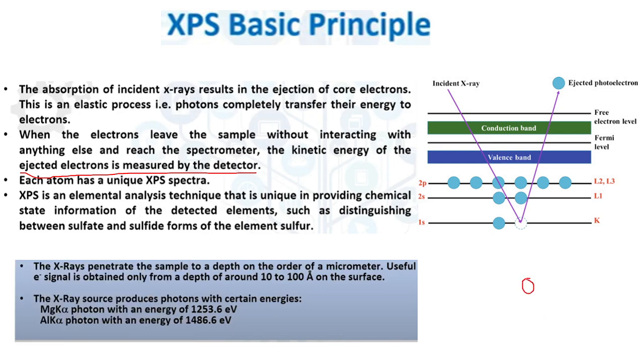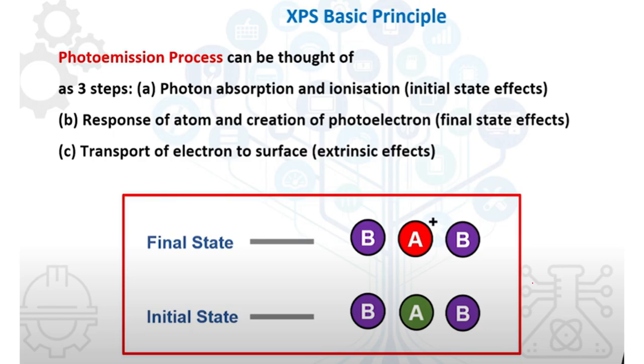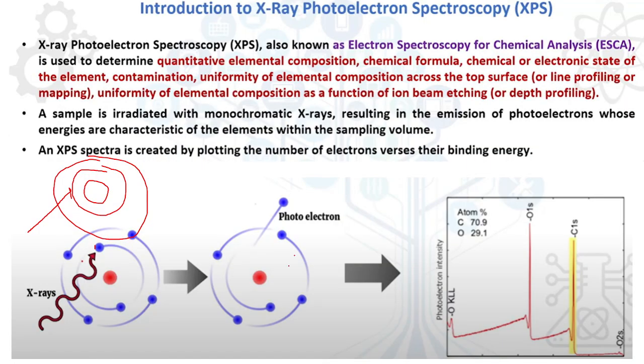So if this is your nucleus from here, look here. This is your nucleus, and this is the first shell. There is presence of two electrons, let's say this is 1s. Now when X-ray is irradiating and ejecting this electron, obviously there is now a vacancy. Now for heavier atoms, this first 1s orbital cannot remain vacant.